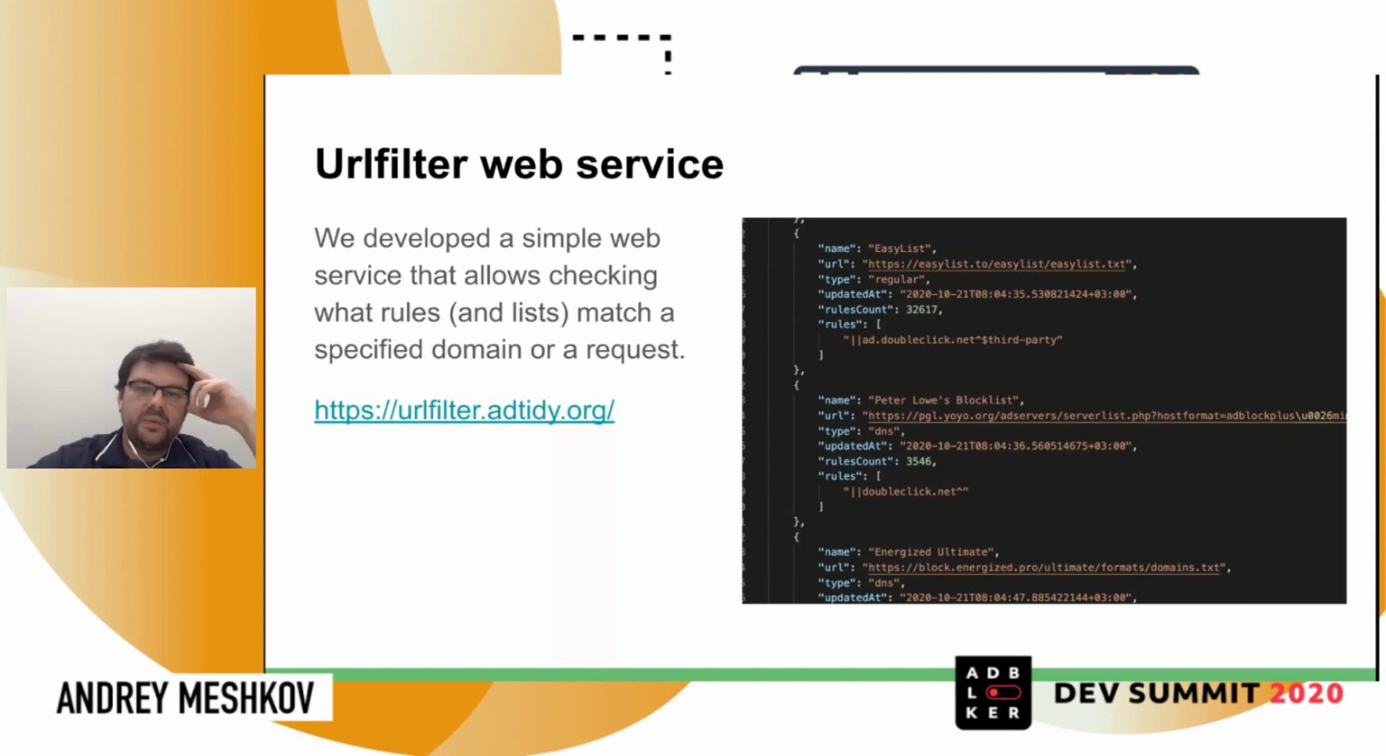So we developed a simple web service that allows checking what rules and what lists match a specified domain or a request. And it may be helpful to filter maintainers as well, so please feel free to use it. It also partly solves the Safari issue with no debugging tools, because now you have a place where you can find out what rule specifically is blocking this or that request. It doesn't fully solve the issue, but it can be helpful.